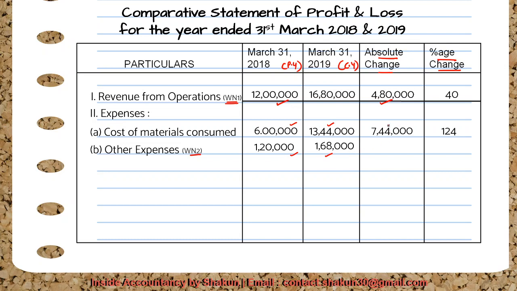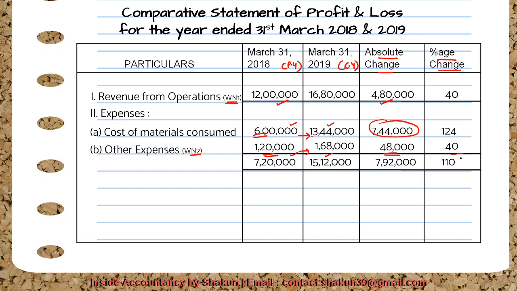Then after we put it here, we calculate the absolute change. Cost of materials consumed is increasing, and other expenses is also increasing. So the absolute change we have written here. Then 7,44,000 divided by 6 lakh into 100 gives us 124, and 48,000 divided by 1,20,000 into 100 gives us 40%. So these were the two expenses given in the question. Then we find out the total of the expenses, and in the total also we find out the absolute change and percentage change.